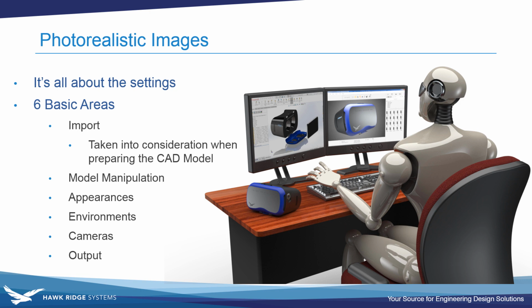Okay, once you're in Visualize, you have the other 5 main areas. Model manipulation. There's a model tab where you can control the transparency, visibility, and other attributes of the individual model parts.